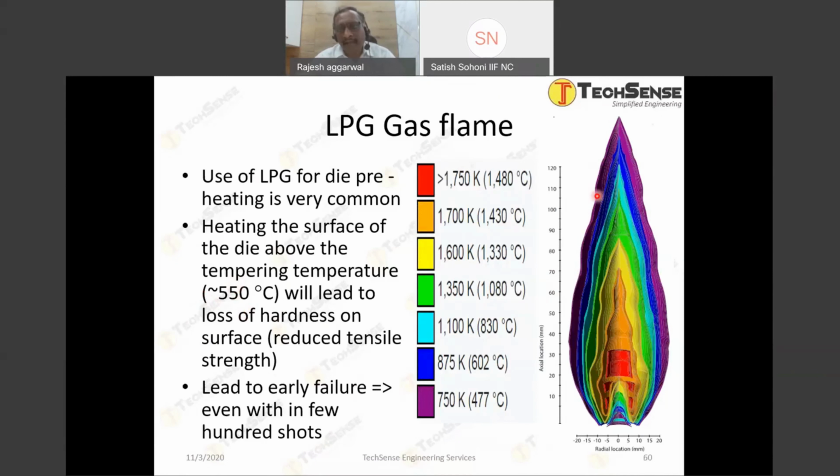If my flame is touching my die surface above this temperature, above blue color, the hardness will be lost. And once you lose the hardness, tensile strength will go away. It will further lead to early failure. Even within a few hundred shots, we have practically seen so many dies failing or heat check starting within a few hundred shots. And when we went to the analysis, this was one of the major root causes.